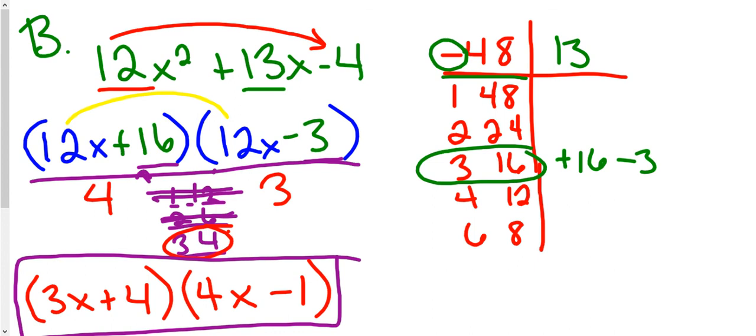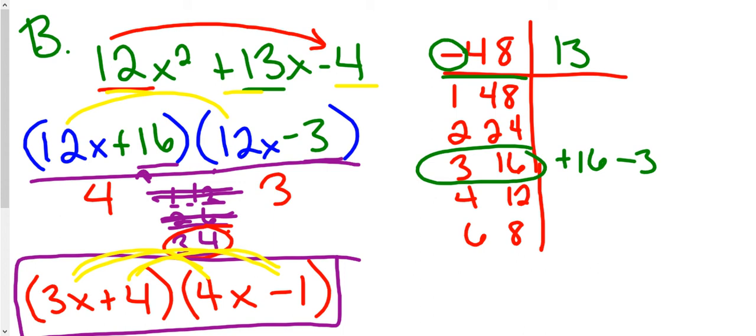3x times 4x is 12x squared. 3x times negative 1 is negative 3x. 4 times 4x is positive 16x. If we add those together, we get 13x. And finally, positive 4 times negative 1 is negative 4. So we've ended up right back where we started. So this is the factored form, and we used fake factoring to get it.